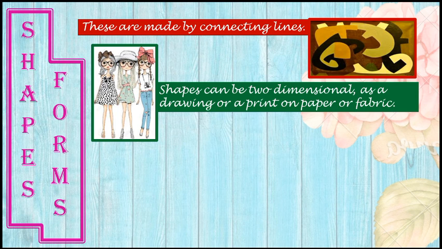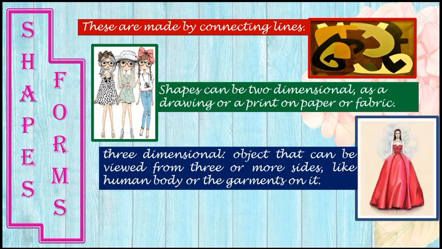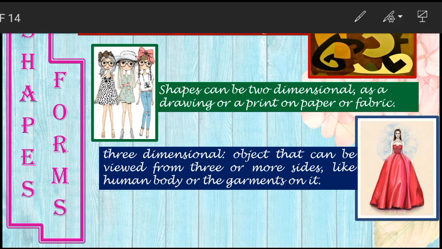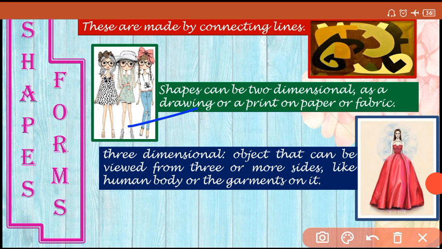You don't have the impression of depth. The background of this presentation is also two-dimensional. Then you have three-dimensional objects that can be viewed from three or more sides. Can you identify the difference between the two pictures, the green one and the red one? ये जो green वाली है, this is two-dimensional and this is three-dimensional. The effect of depth is also there.